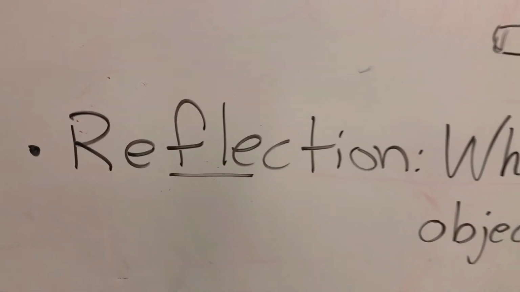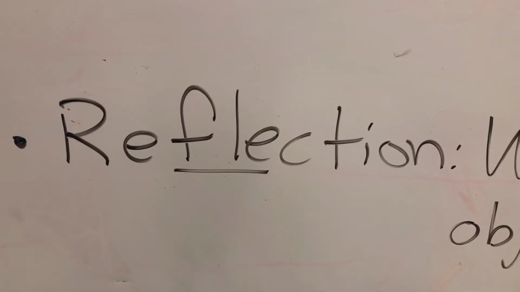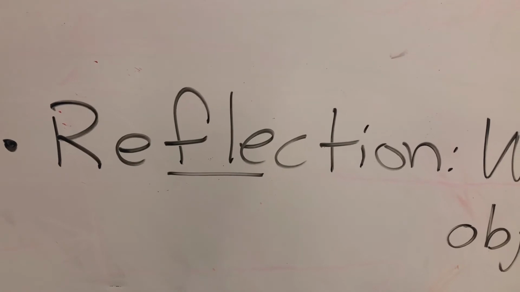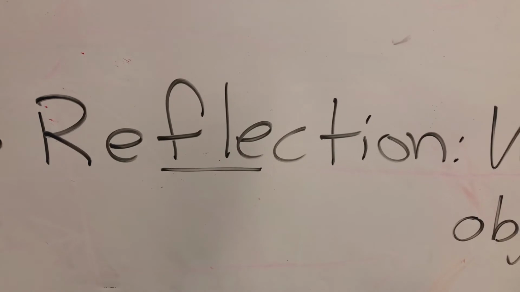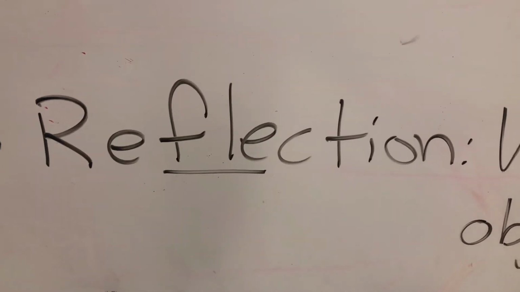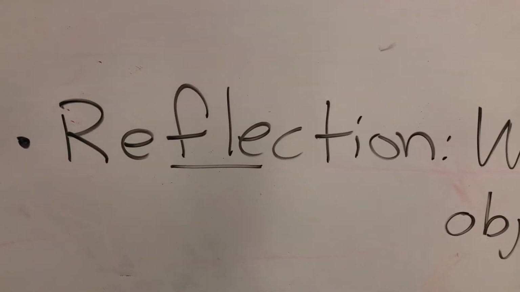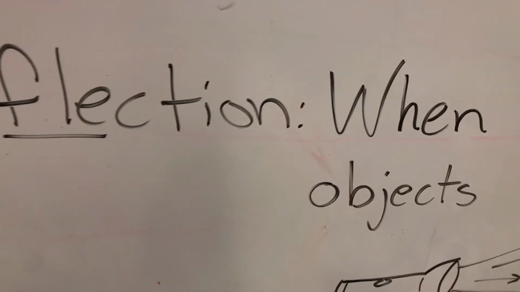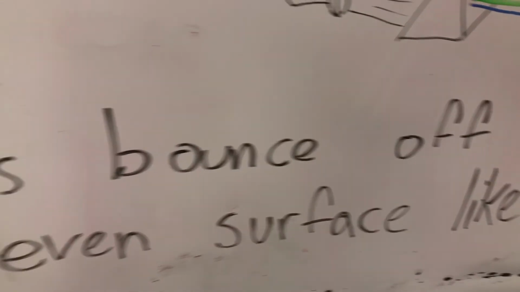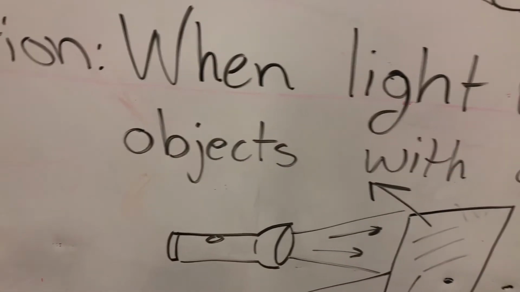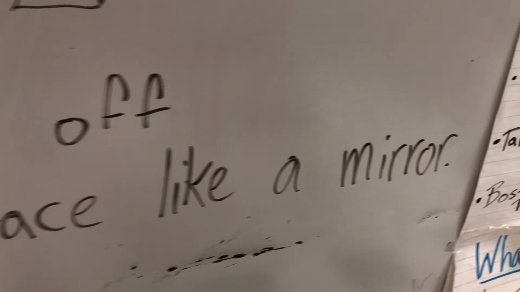The last word is reflection. That's the third way that light behaves on our planet. So reflection, and this is the easy one, because you know, you've seen your reflection, right? Mostly every day we look in the mirror, or when we look in the water, pond or river, okay? So reflection is simply when light waves bounce off objects with an even surface, like a mirror, okay?